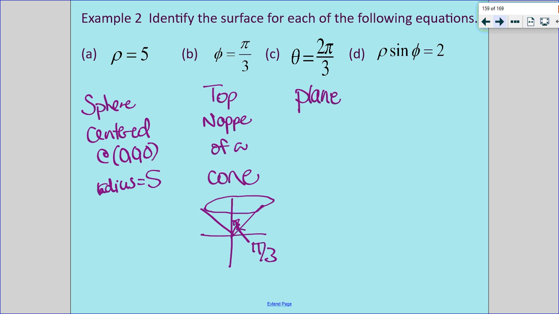How about rho sine phi equals 2? Ali? Do you like just a circle? With radius. All right, tell me about that. So if you can convert between spherical and cylindrical coordinates, you know r equals rho sine phi. So it's the same thing as writing r equals 2. Good. Which is the same thing as writing x squared plus y squared equals 2. Okay. Which is the general equation for a circle centered at the origin.